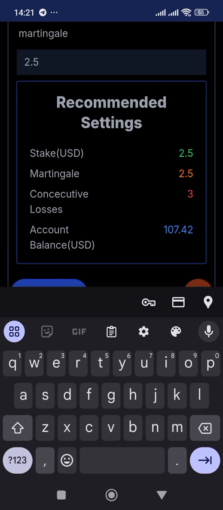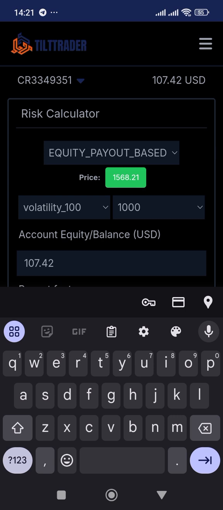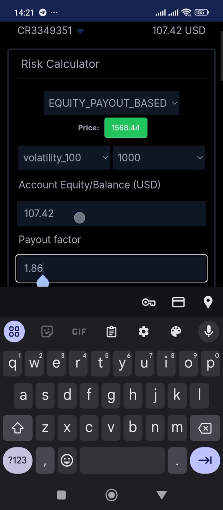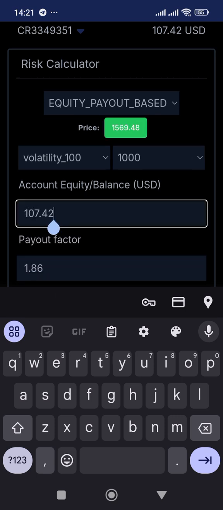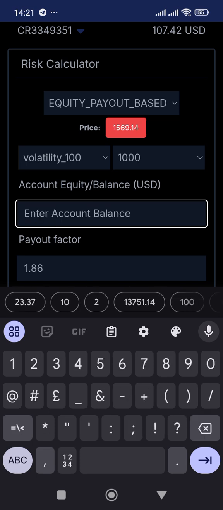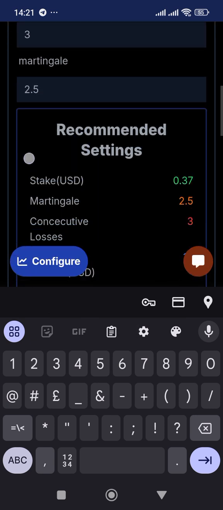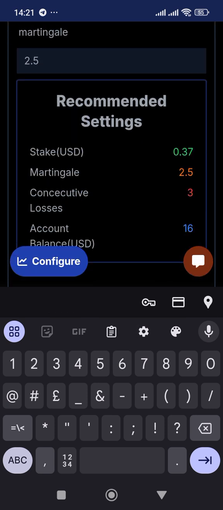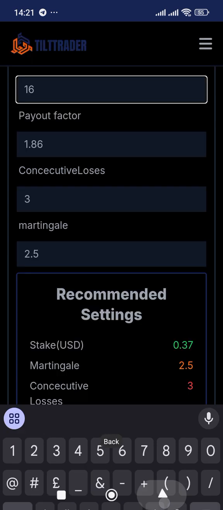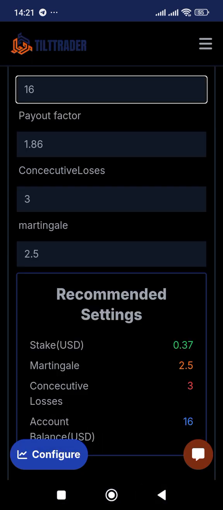For now, as you can see, it's recommending me to use 2.5 as stake and a martingale of 2.5. And the consecutive losses are 3, so my account balance is 107.42. You can see my account balance is 107.42, because it automatically reads your account balance right here, but you can actually change it and try it out with different balances. So let's say maybe you are using $16. As you can see, the recommended is 0.37 as our stake, and that's how you use the risk calculator.